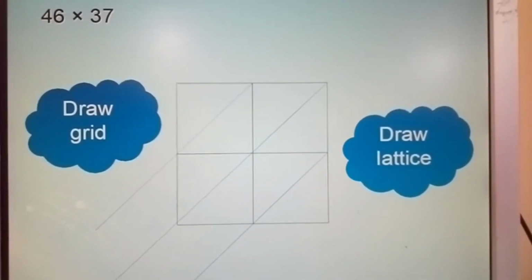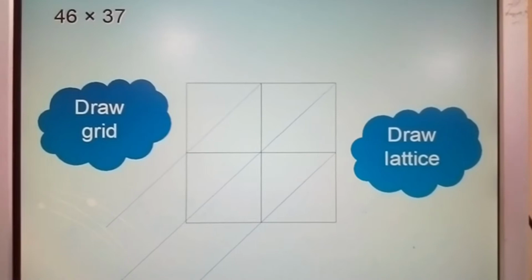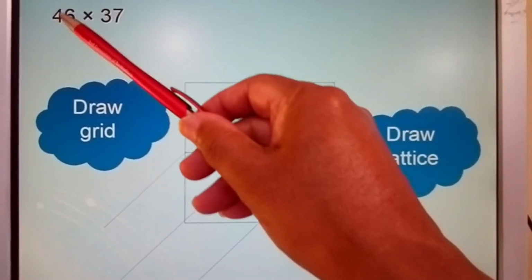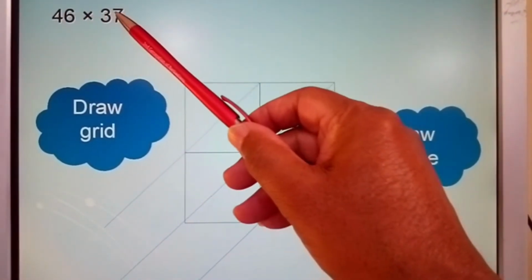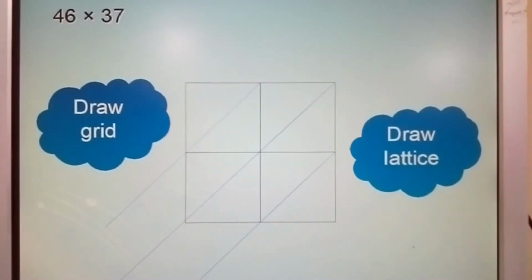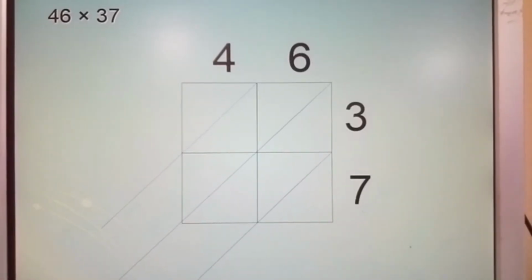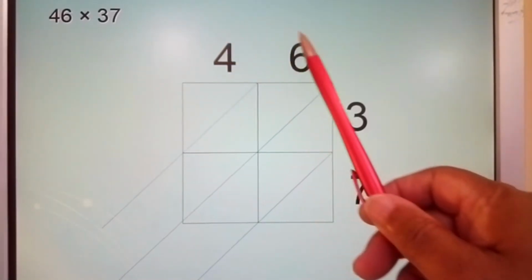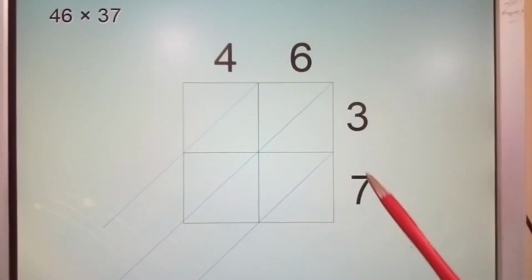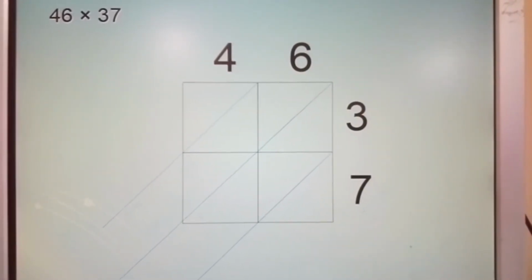Now, having done that, we need to take our numbers into account. So it's 46 times 37. Look at where we're going to put our numbers first, and it is the positioning of our numbers that makes the difference. So we put 46 at the top and we put 37 down the side.